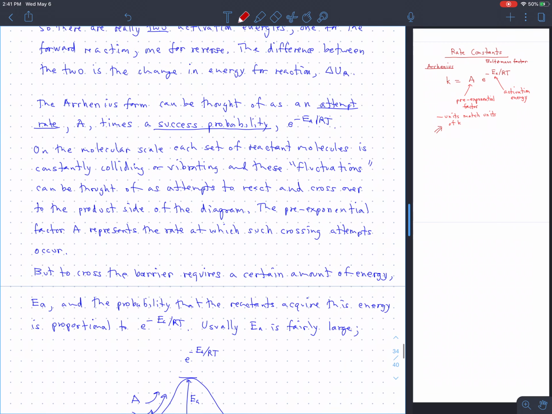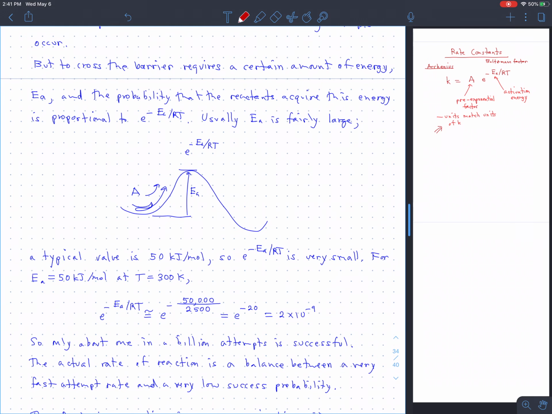Let me go down here. I have a diagram down here, but the picture is this, that the reactants here are always fluctuating. They're colliding, they're vibrating, they're rotating, they're hitting each other, they're hitting the walls. And in the course of that, they gain energy, they lose energy to the surroundings. And every time they do that, it's effectively an attempt to break some bonds or to form some bonds or to rearrange the molecule, whatever kind of reaction is taking place. Every one of those fluctuations represents at least an attempt to carry out the chemical reaction in question.